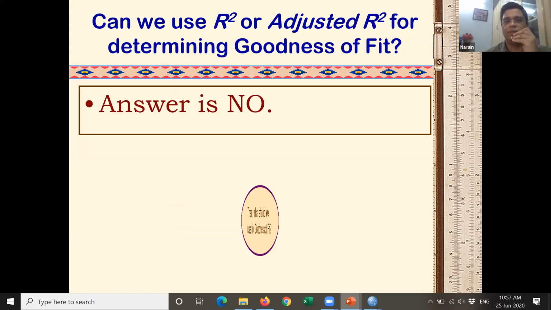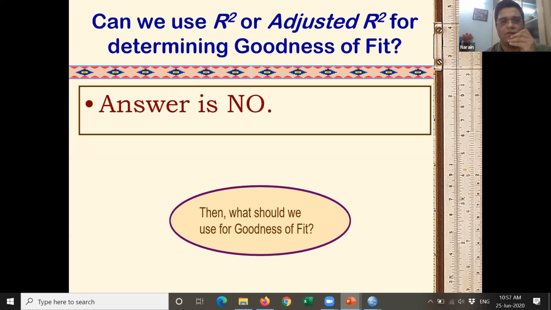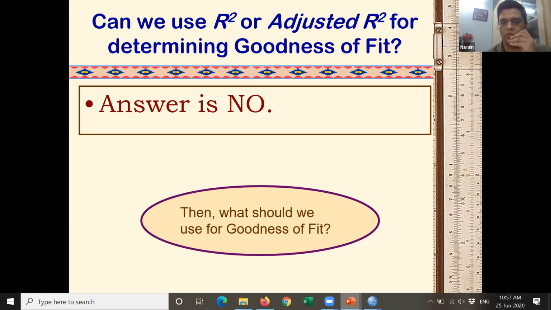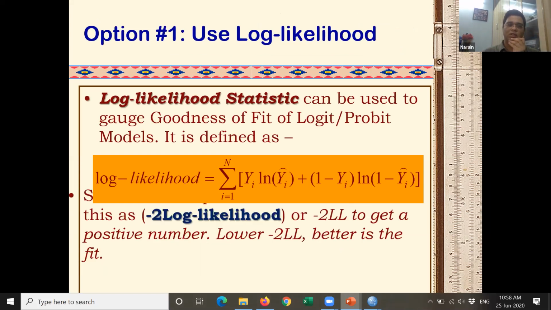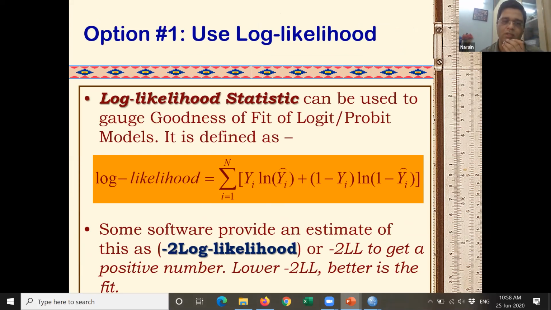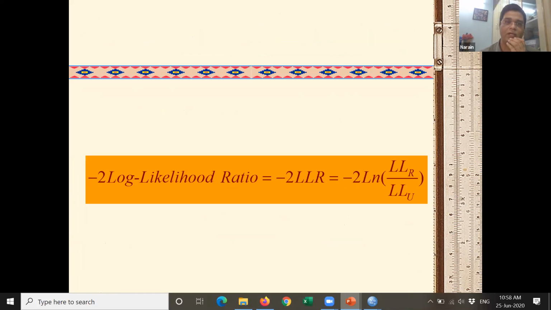Can we use simply the R square as a measure of goodness of fit? The answer is no. Remember, the linear probability model was having a problem with the R square. It was always under reporting. So here again, there's no concept as such of R square, but you can have a proxy of the R square. There are multiple proxies which you can use. There's something called the log likelihood statistics, because we estimated these results using maximum likelihood. So there's a log likelihood which you can use for model selection as a goodness of fit criterion.